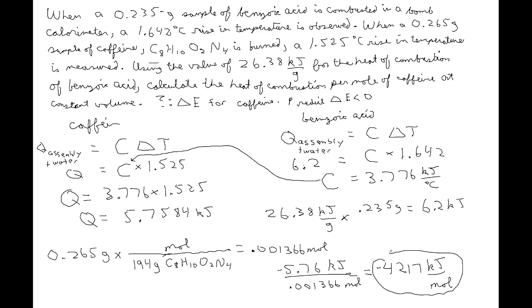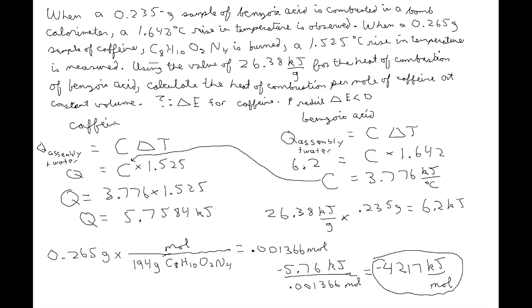So what's the answer to the question? Negative 4,215 kilojoules per mole of caffeine. Good. I got 217, but we must have rounded different. Okay. This is a pretty similar question to the one before. Once you see how to do it, it's a lot easier.